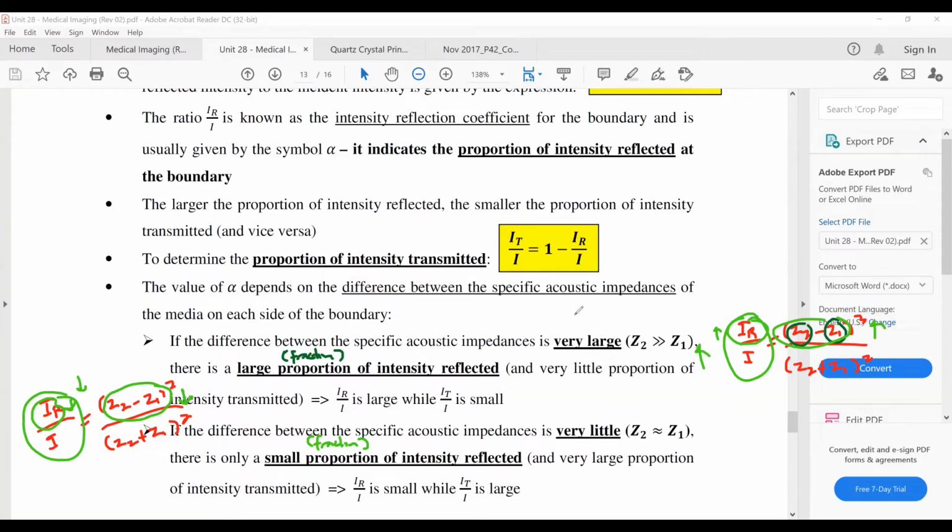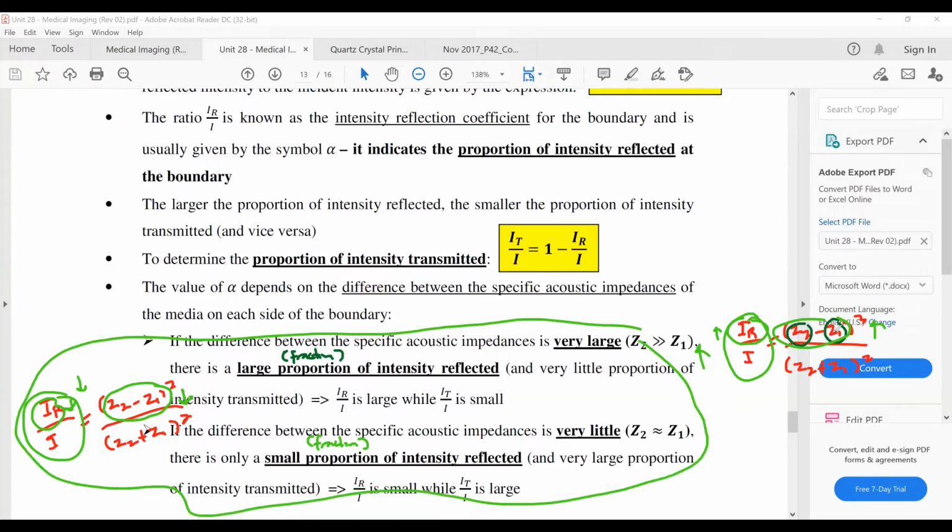Okay, so this one is important to know because they will often ask you how the magnitudes of Z1 and Z2 should be if you want to have very little reflection or very large reflection. The key thing is to look at the difference between them. If the difference is very large because one is very much larger than the other, this will be large, this will be large, this will be large. If the difference between them is very small because they are very similar to each other, this will be small, this will be small, and the entire thing will be small. Okay?